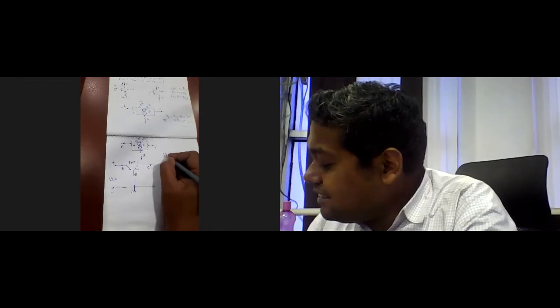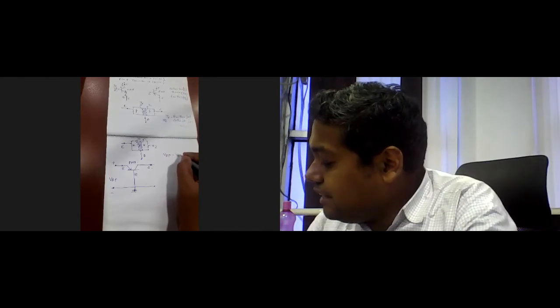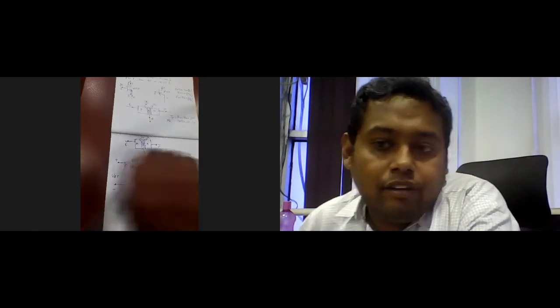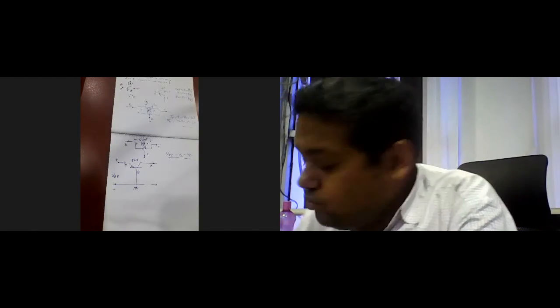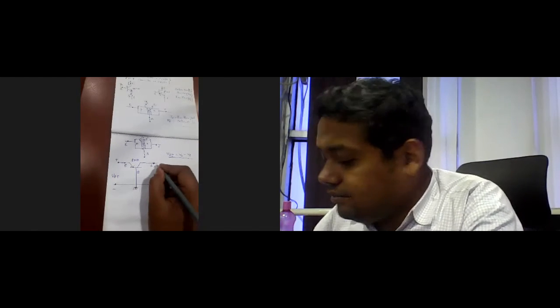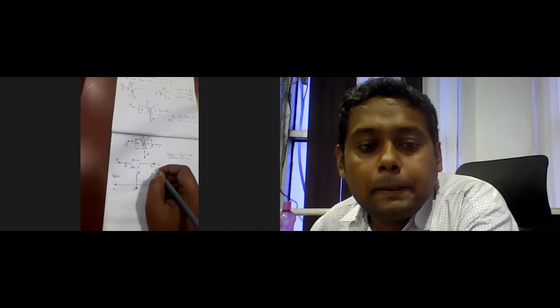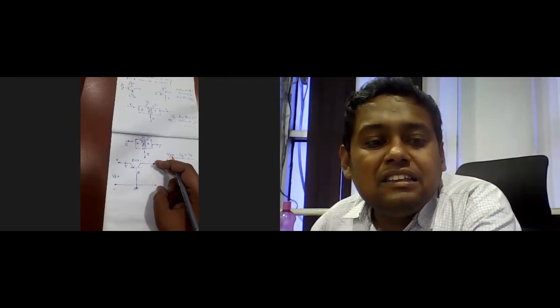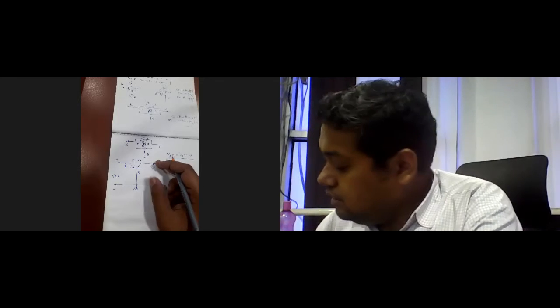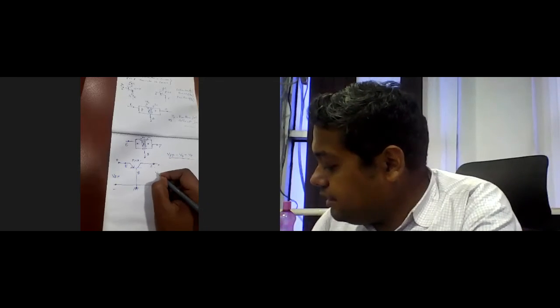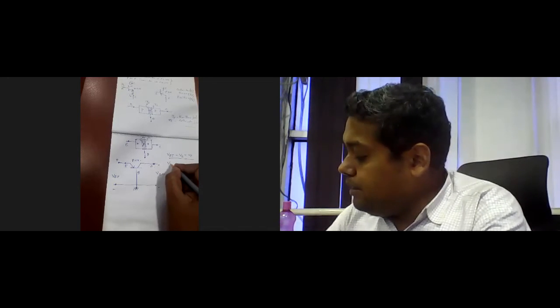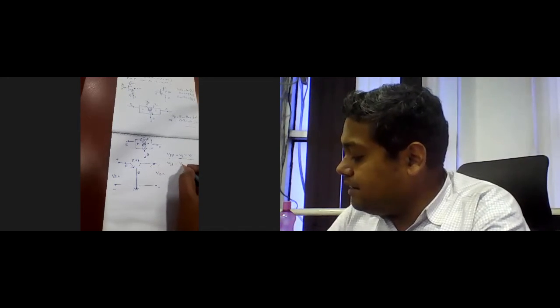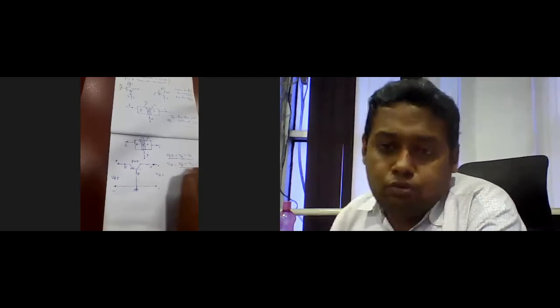So VBE is considered as the voltage difference between the base and the emitter. And what is the voltage of this terminal? VCB or VBC, you can write. So it is the collector to base voltage or base to collector voltage, that is the difference between these two.